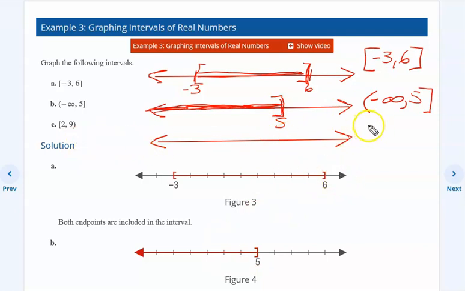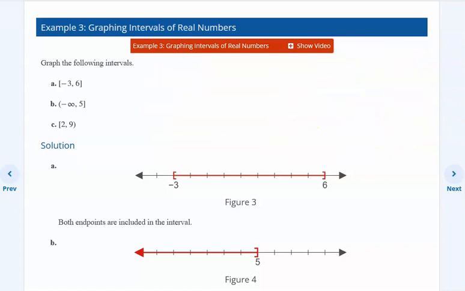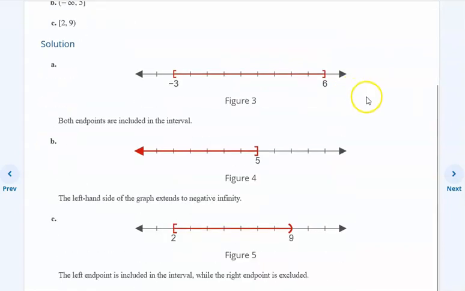All right, for C, we have a bracket 2, comma 9 with a parenthesis. So again, we're interested in a 2. We're interested in a 9. Now the 2 has a bracket, and the 9 has a parenthesis, and we fill it in. So pretty straightforward. We showed you how it's done, but let's just look at the graph again here. There you go, nicely done.